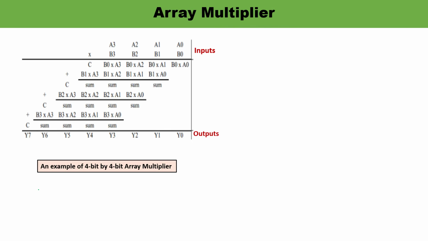Now this is the example. Here I have taken an array multiplier for 4-bit by 4-bit. Means there are two numbers and each number has 4 bits. You can observe the first number A0, A1, A2, A3, 4 bits. The second number B0, B1, B2, B3, 4 bits. These are the inputs. Output, how many bits will you be getting?